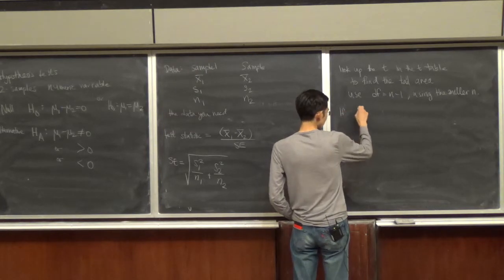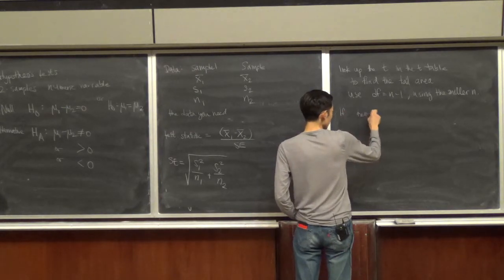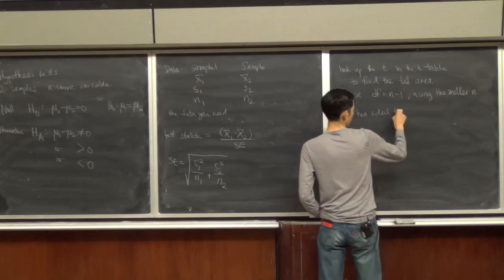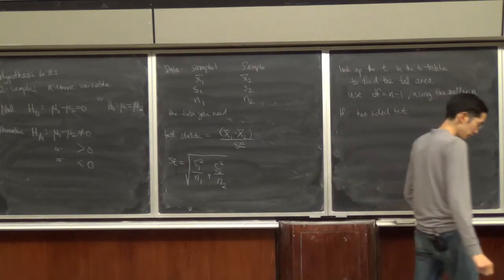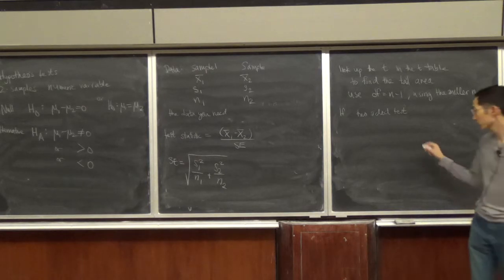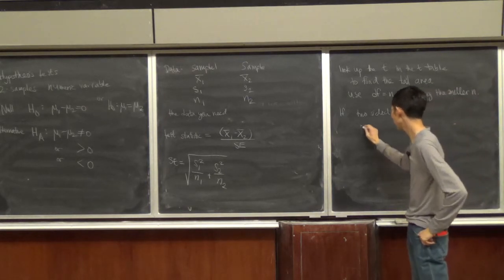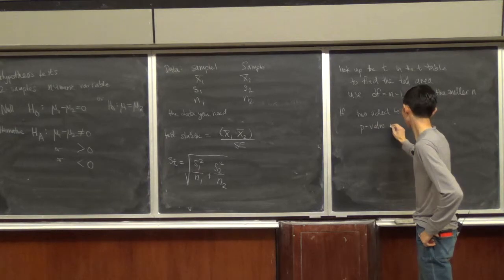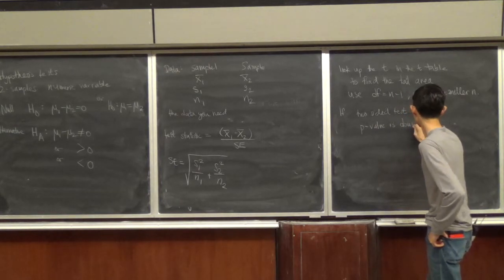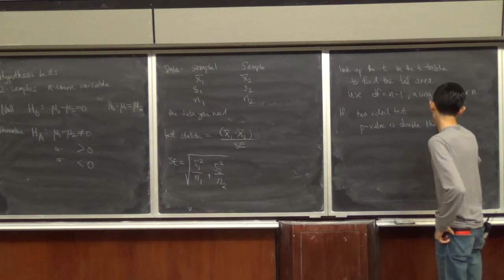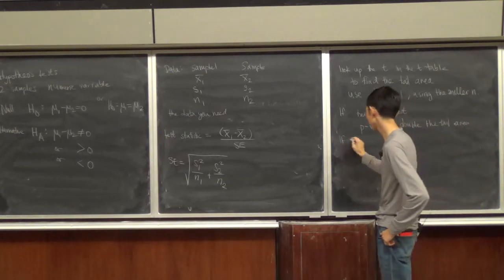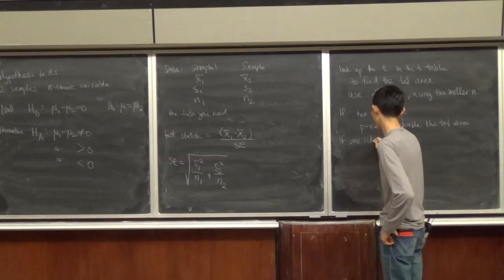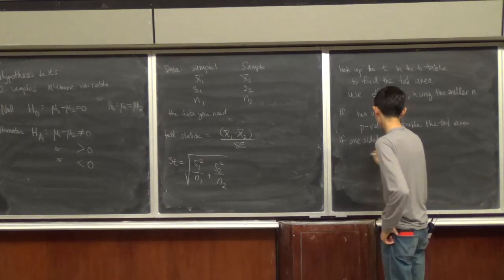If you have a two-sided test, what do we do with our tail area? Times it by 2. Yeah. If it's a two-sided test, then the p-value is double the tail area. If it's a one-sided test, the p-value is the tail area.